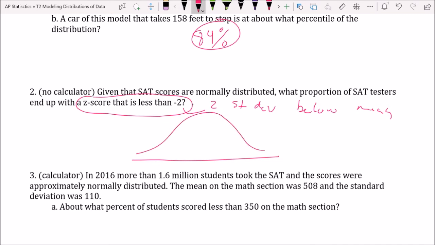So if I draw the curve we had above, 2 standard deviations below, 2 above, so x bar minus 2 sigma, x bar plus 2 sigma, sigma for standard deviation, we found that the area in between was 95%. And since this is a symmetrical graph, it must be 2.5% down here and 2.5% over here, so we get a total of 100%. So let's read the question again. What proportion of SAT testers end up with a z-score that is less than -2? Well, here they are right here. It's 2.5%. Phew, done. That's it. All right.